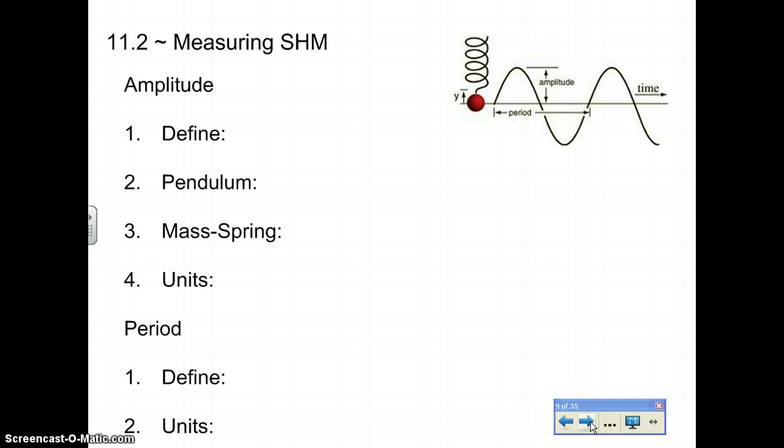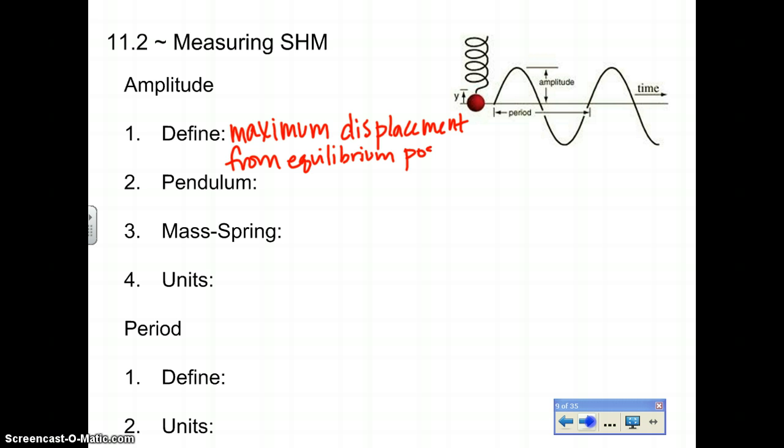Okay, so 11.2, we're going to talk about measuring simple harmonic motion. Some definitions here. The first one is amplitude. The amplitude is maximum displacement from equilibrium. You could be a little bit more specific and say from equilibrium position. Okay, so right here's our amplitude. Here's our equilibrium line. So we're looking at this height right here. This is what's going to be your amplitude of the system.